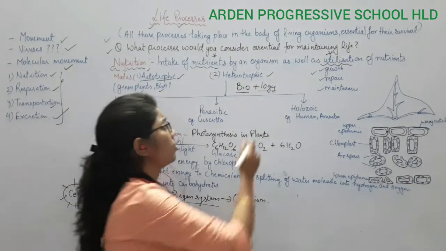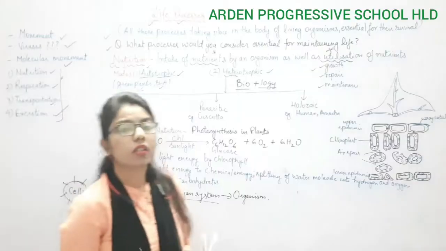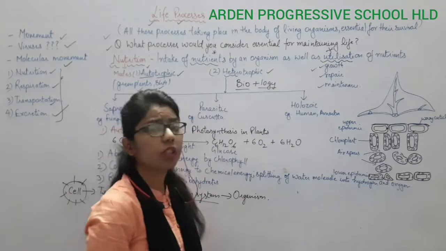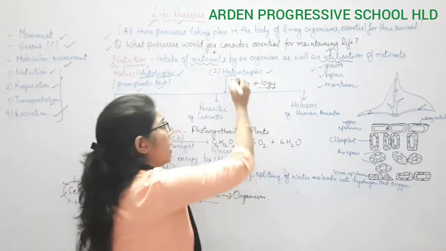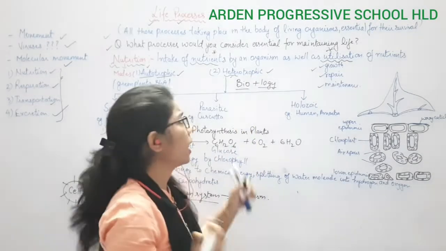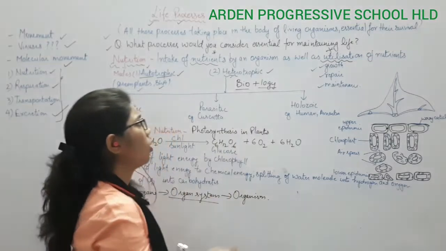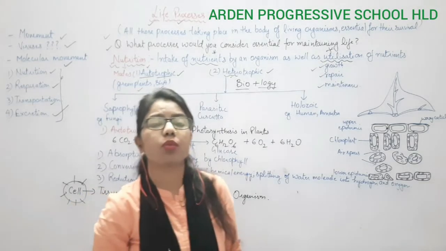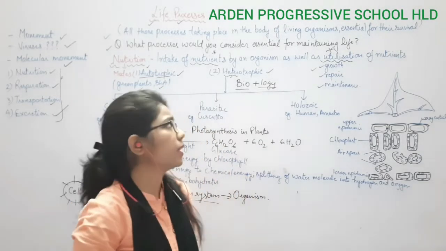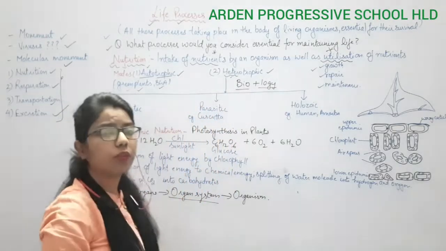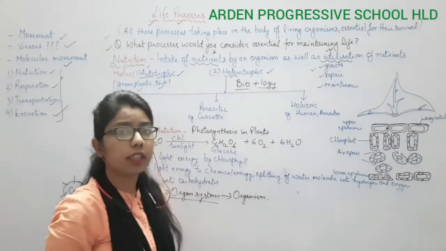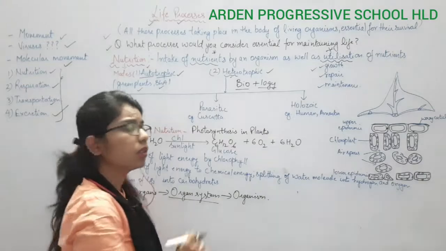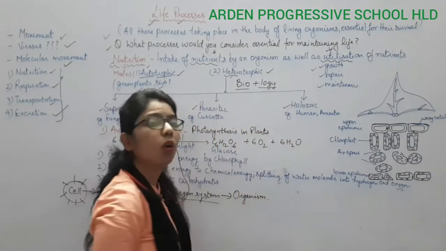Then comes the heterotrophic mode of nutrition. In heterotrophic mode of nutrition, we have two terms. What are they? Hetero means others and trophic means nourishment or nutrition. Whenever an organism takes its nourishment from other living organisms, it is known as the heterotrophic mode of nutrition. On that basis, we have categorized this heterotrophic mode of nutrition into three parts. The first one is saprophytic mode of nutrition, the second is parasitic mode of nutrition, and the third one is holozoic mode of nutrition.